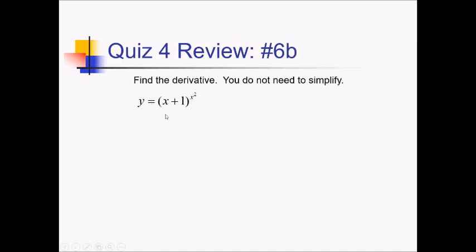To take the derivative of this expression, I'm going to need to use logarithmic differentiation because I have a variable in both the base and the exponent. So I'm going to log both sides here. I've got ln of y on the left. On the right, I've got x squared times ln of x plus 1. So just using the pop-out rule to pop out this x squared as a coefficient in front of the log.